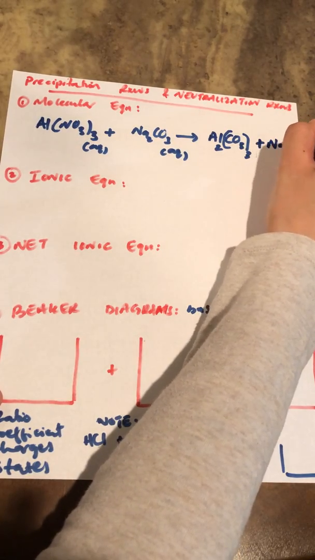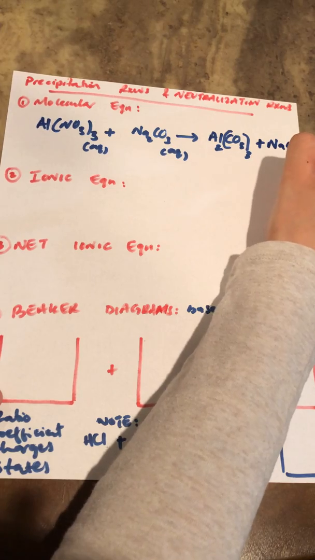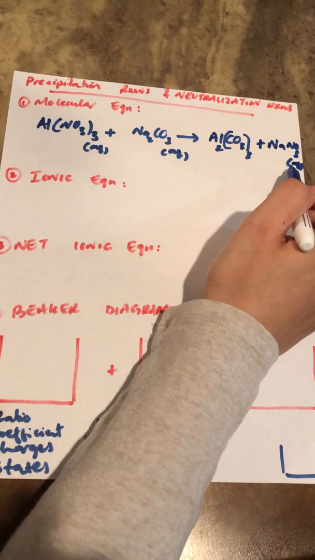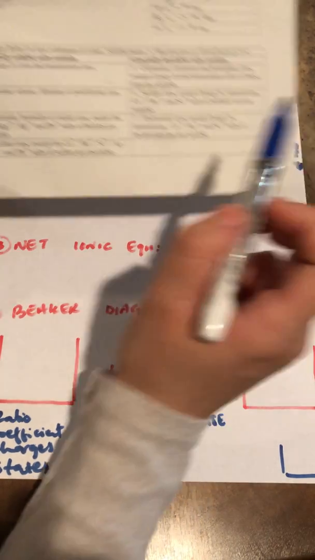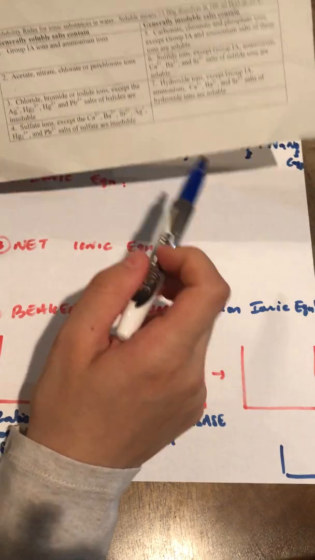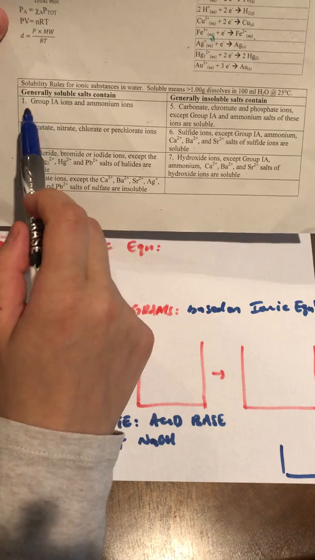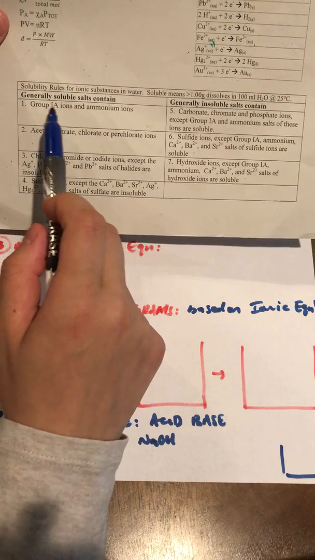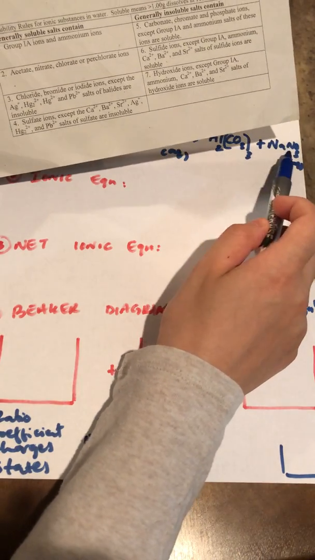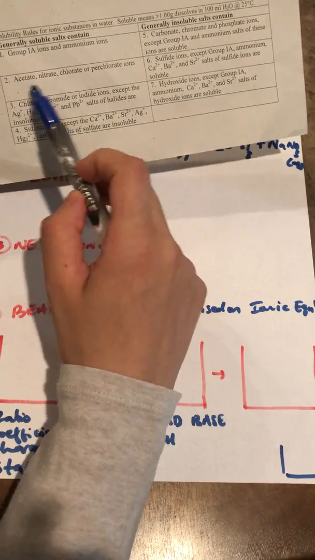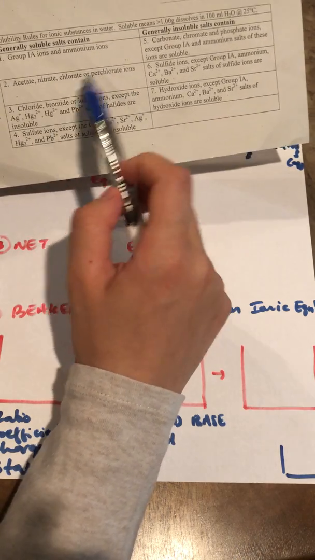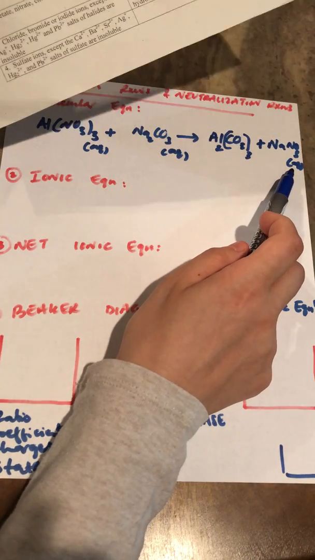If you remember from a couple of minutes ago when we went over the previous example, we saw that sodium nitrate was aqueous. If you go back to your solubility rules, you will see that sodium fits the first category, where it says that group 1 ions and ammonium ions are always soluble. It also fits the second category, where it says that acetates, nitrates, chlorates and perchlorates are all soluble, so that's why I gave it an aqueous symbol.